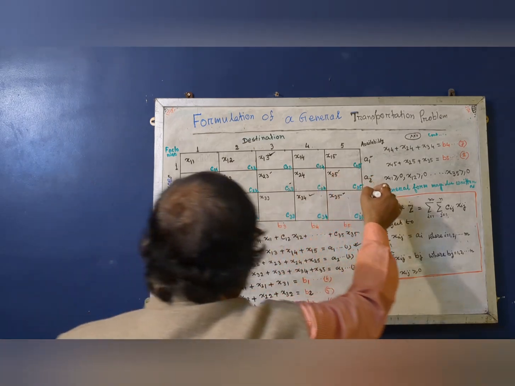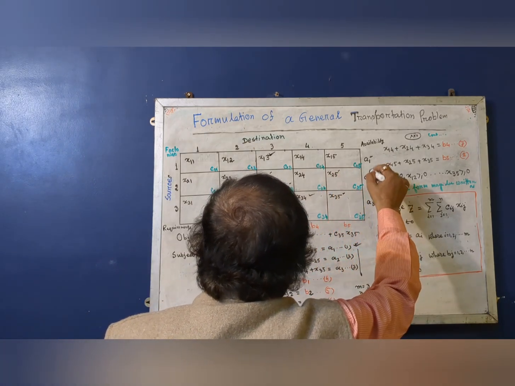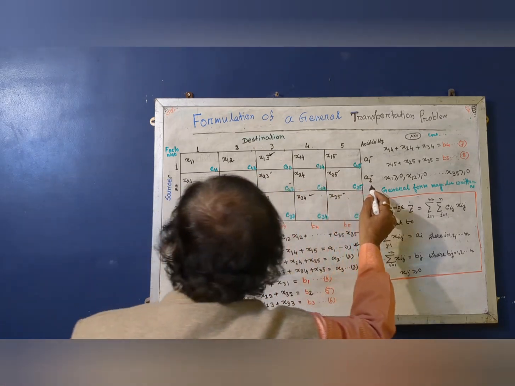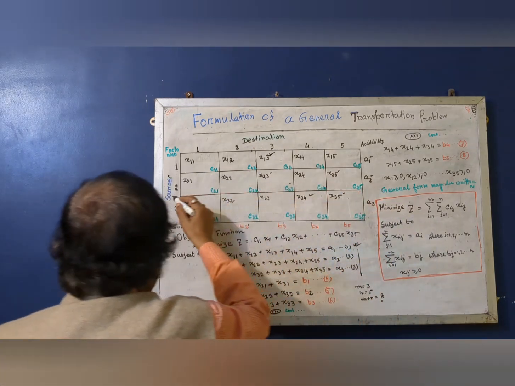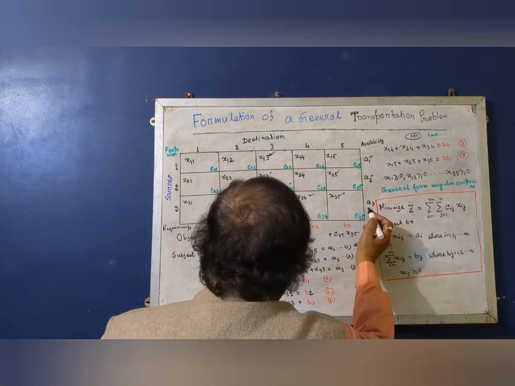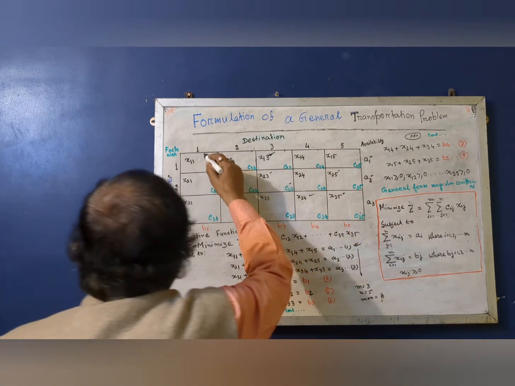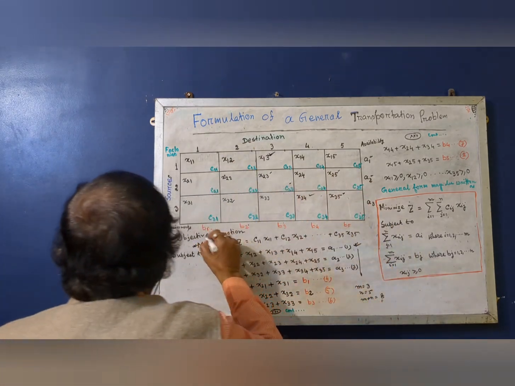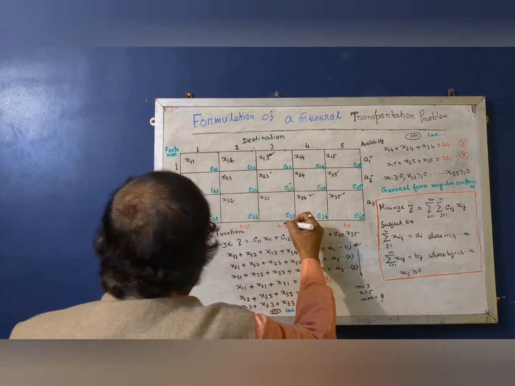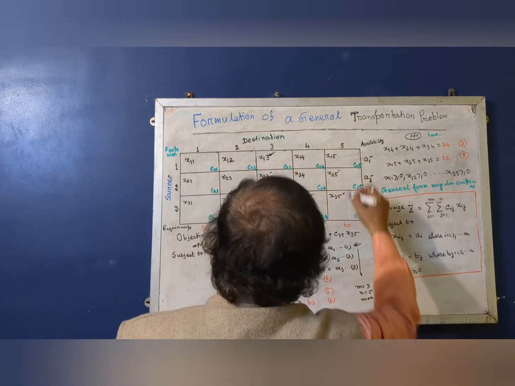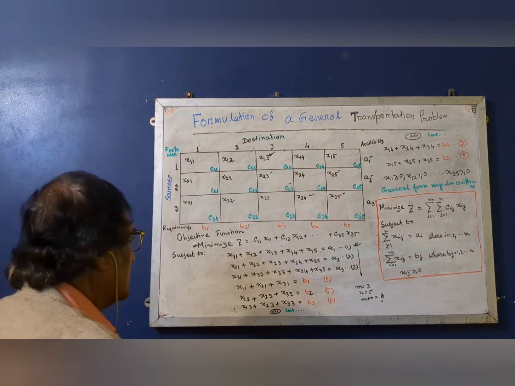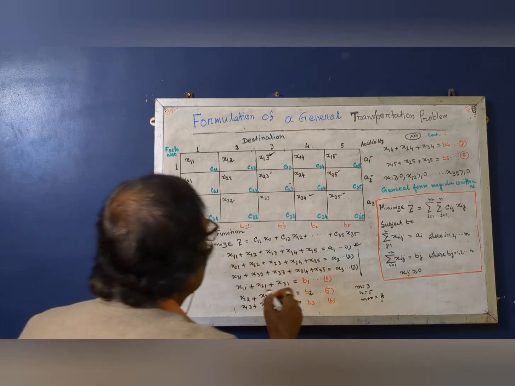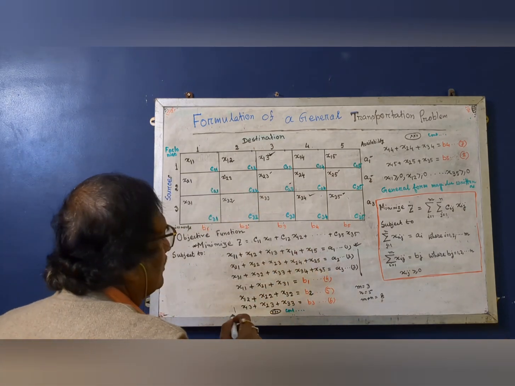And A1, A2, A3 are the available quantities. A1 represents the quantity available for factory 1, A2 represents the quantity available for factory 2, and A3 is the quantity available for factory 3. And these are the requirements. B1 is the requirement for destination 1, B3 represents destination 3, and in this way B5 represents destination 5. Now, how will we form the equations?